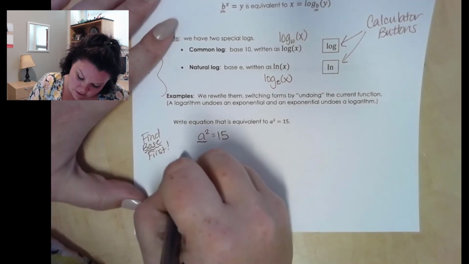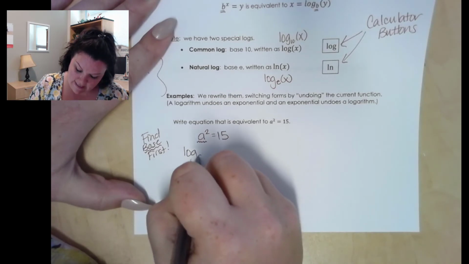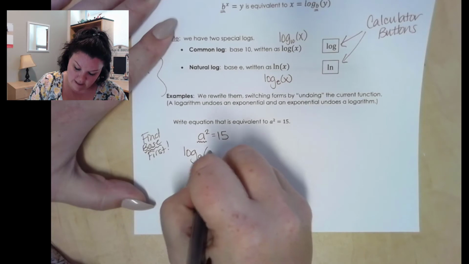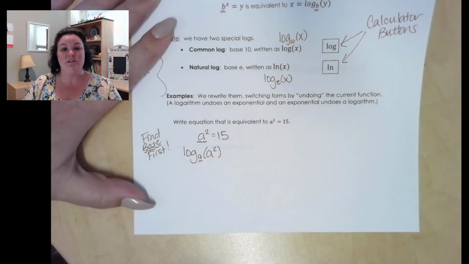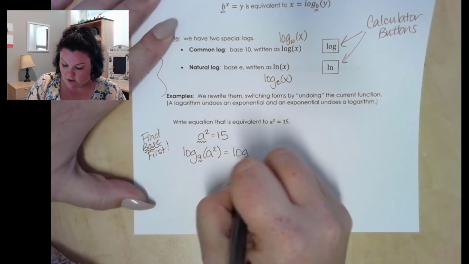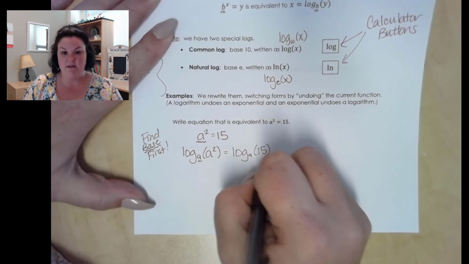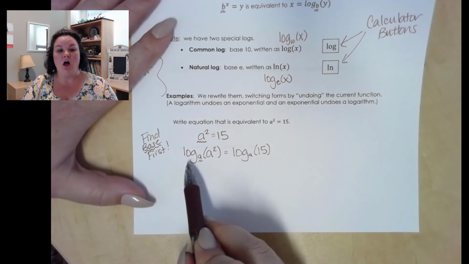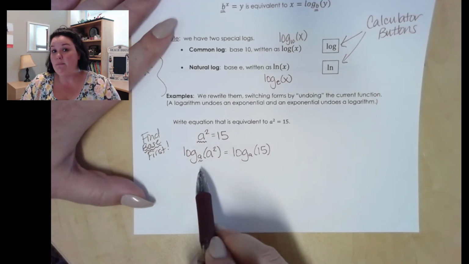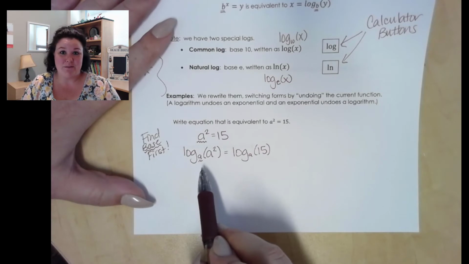Okay, so in other words, I'm going to take log base a, right, because they have to have the same bases, of a squared. And if I do that on the left hand side, I have to also do that on the right hand side. So all I'm doing is applying a log function to both sides of my equation. And it maintains equality as long as I do it to both sides.